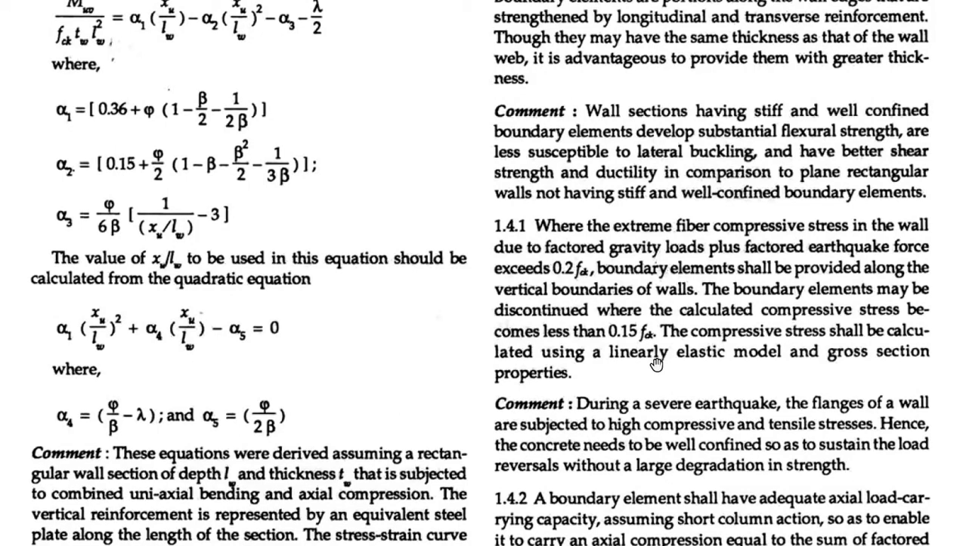Where the extreme fiber compressive stress in the wall due to factored gravity loads plus factored earthquake force exceeds 0.2 Fck, boundary elements shall be provided along the vertical boundaries of walls. The boundary elements may be discontinued where the calculated compressive stress becomes less than 0.15 Fck. The compressive stress shall be calculated using a linearly elastic model and cross-section properties.